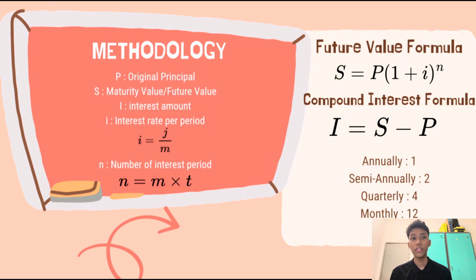P is the original principal, S is the maturity value or future value, capital I is the interest amount, small i is the interest rate per period. The formula is i equals j over m. And lastly, n is the number of interest periods. The formula is n equals m multiplied by t. For the future value, the formula is S equals P (1 + i)^n. For the compound interest, the formula is I equals S minus P. The frequency of conversion is annually is 1, semi-annually is 2, quarterly is 4, and monthly is 12.